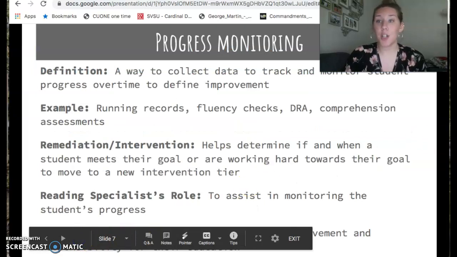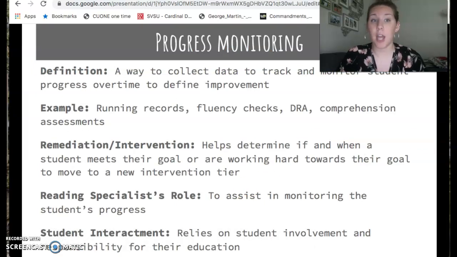And our last one we're going to talk about today is progress monitoring. Progress monitoring is super important because it collects and tracks student improvement data over time. So an example could be using running records, fluency checks, even the DRA. You're using these as a way to track student progress. Progress monitoring helps determine when students meet their goal, if they're working hard but still need more intervention, and it can also determine if students can be placed on a new tiered level.